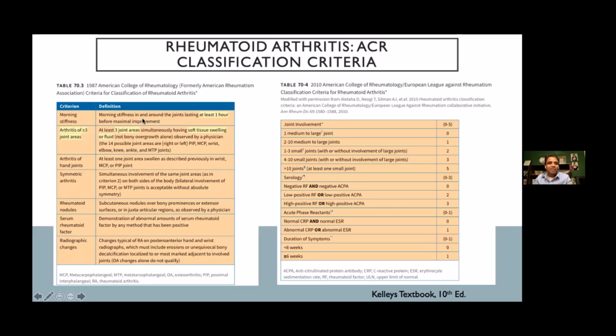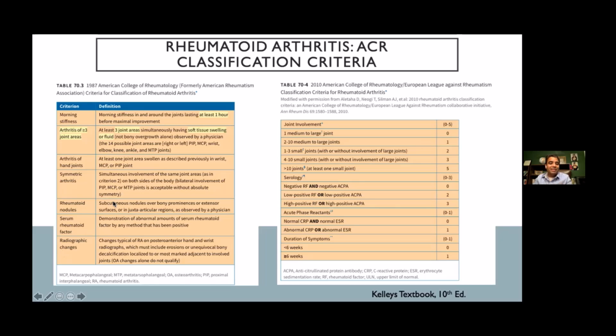Now, in the older classification criteria, we use morning stiffness, typically lasting for more than 1 hour. You have to have more than 3 joints involved to call this a polyarticular arthritis. And you have to have hand arthritis. Now, you have to have symmetric involvement. You have to have rheumatoid nodules. You have to have serum rheumatoid factor and some radiological changes.